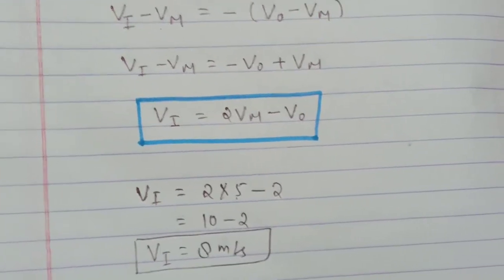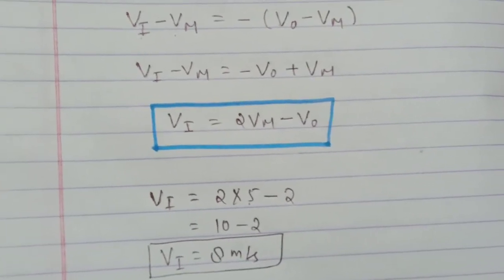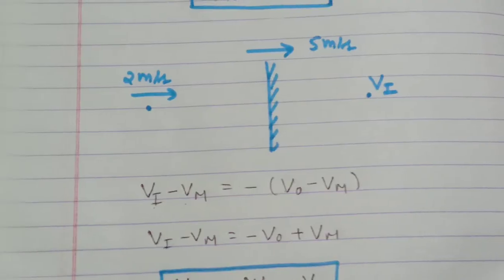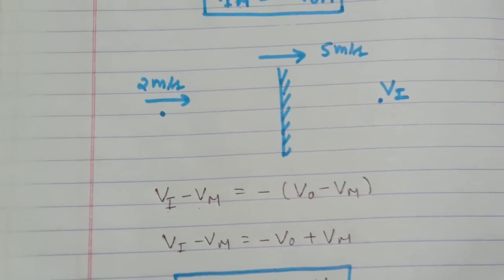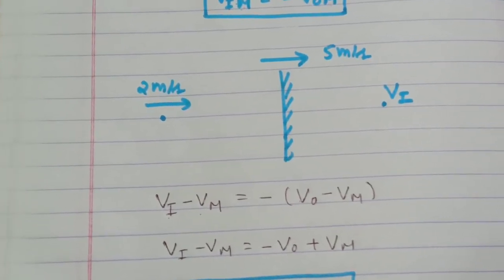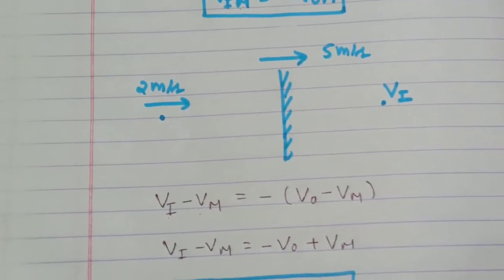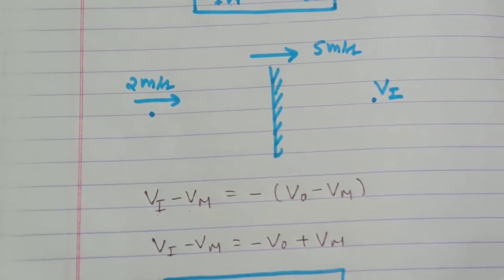Now come to the next condition, condition 2. And yes, if the direction of image, object or mirror is on the other side, please take the minus sign.